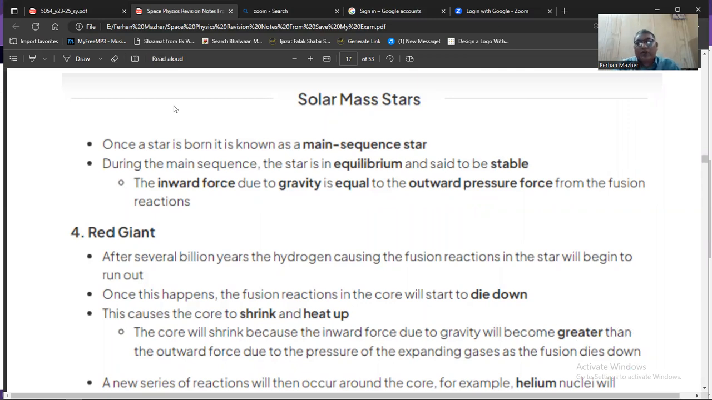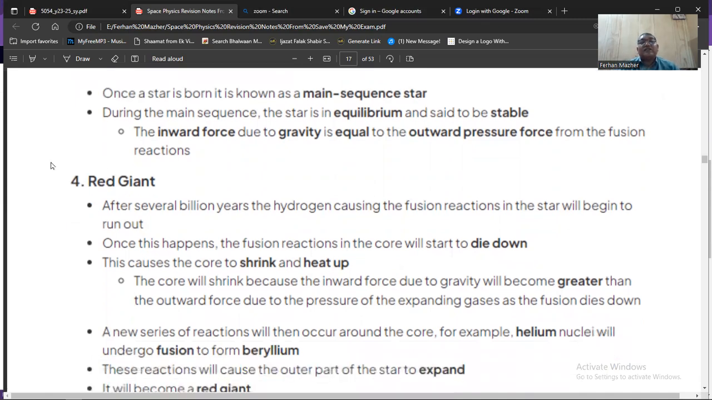The life cycle for the solar mass star, whose mass is approximately the same as the mass of our sun. Once a star is born, it is known as a main sequence star. Remember, during the main sequence, the star is in equilibrium and said to be stable. The inward force due to gravity is equal to the outward pressure force from the fusion reaction. Red giant. So the solar mass stars, after the main sequence, will convert into a red giant.